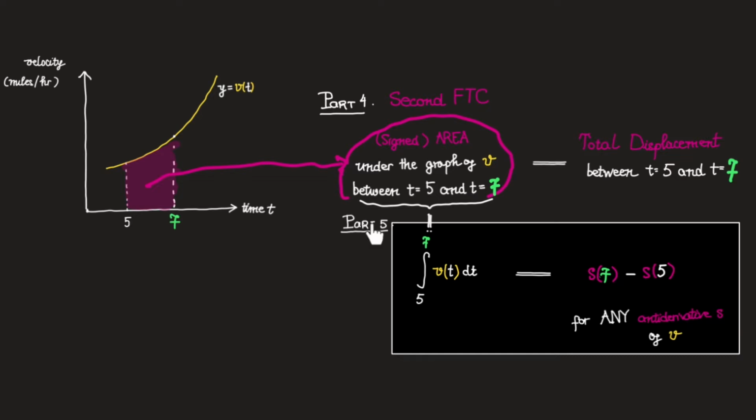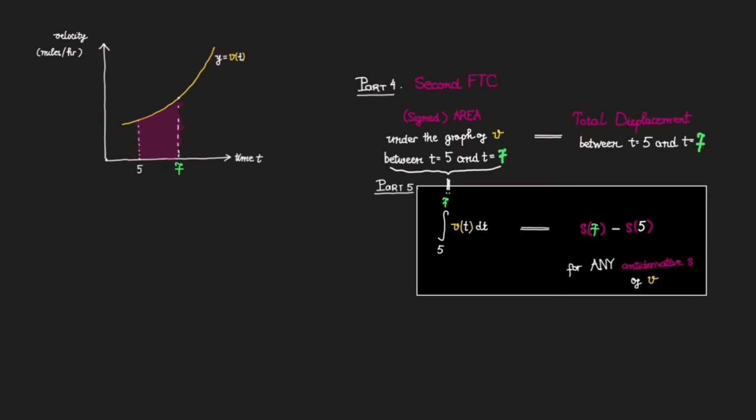Now in part 5, the previous part, we also discussed a more concise way to say the signed area under the graph of v between t equals 5 and t equals 7, namely by using the definite integral. In that notation then, the second fundamental theorem of calculus says that the definite integral from 5 to 7 of v is going to be equal to the difference s(7) minus s(5) for any antiderivative s of v.